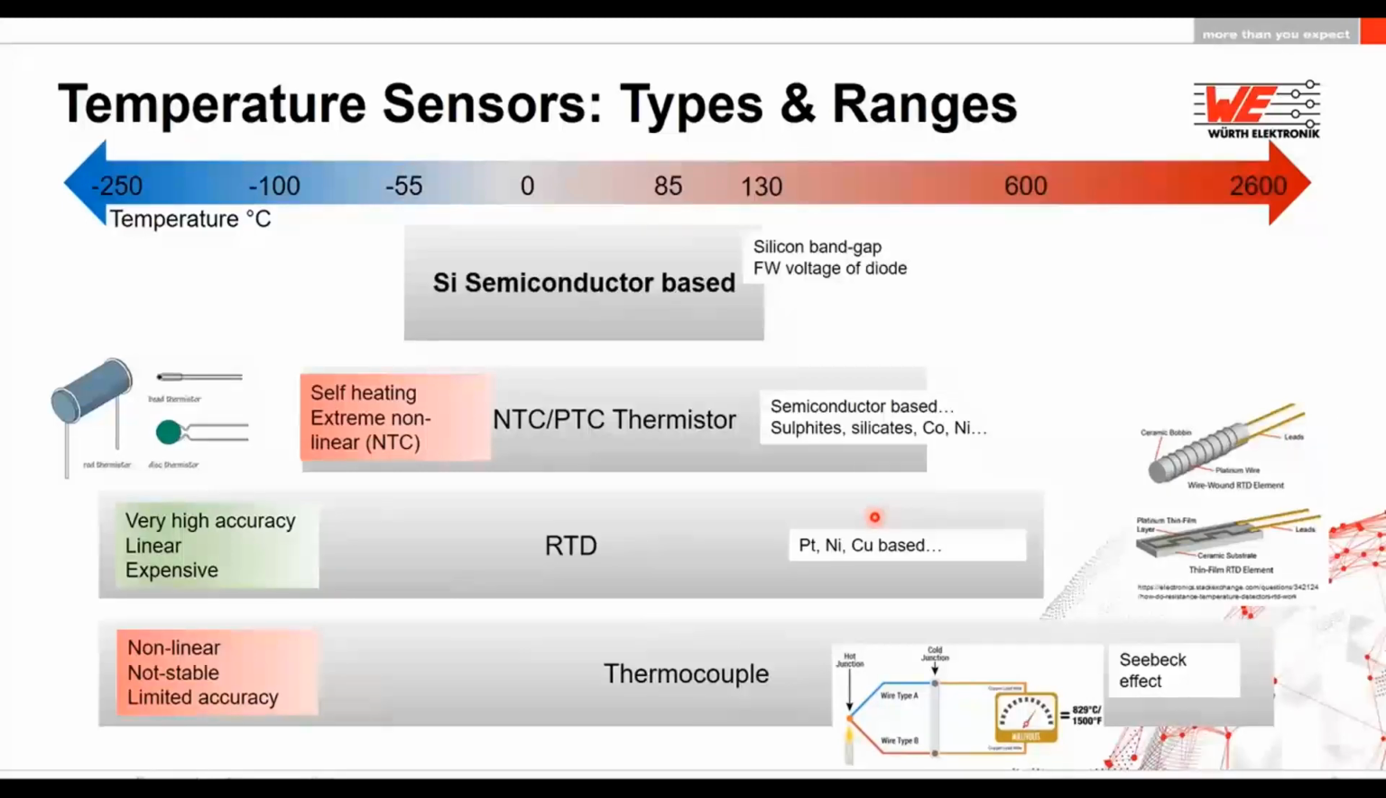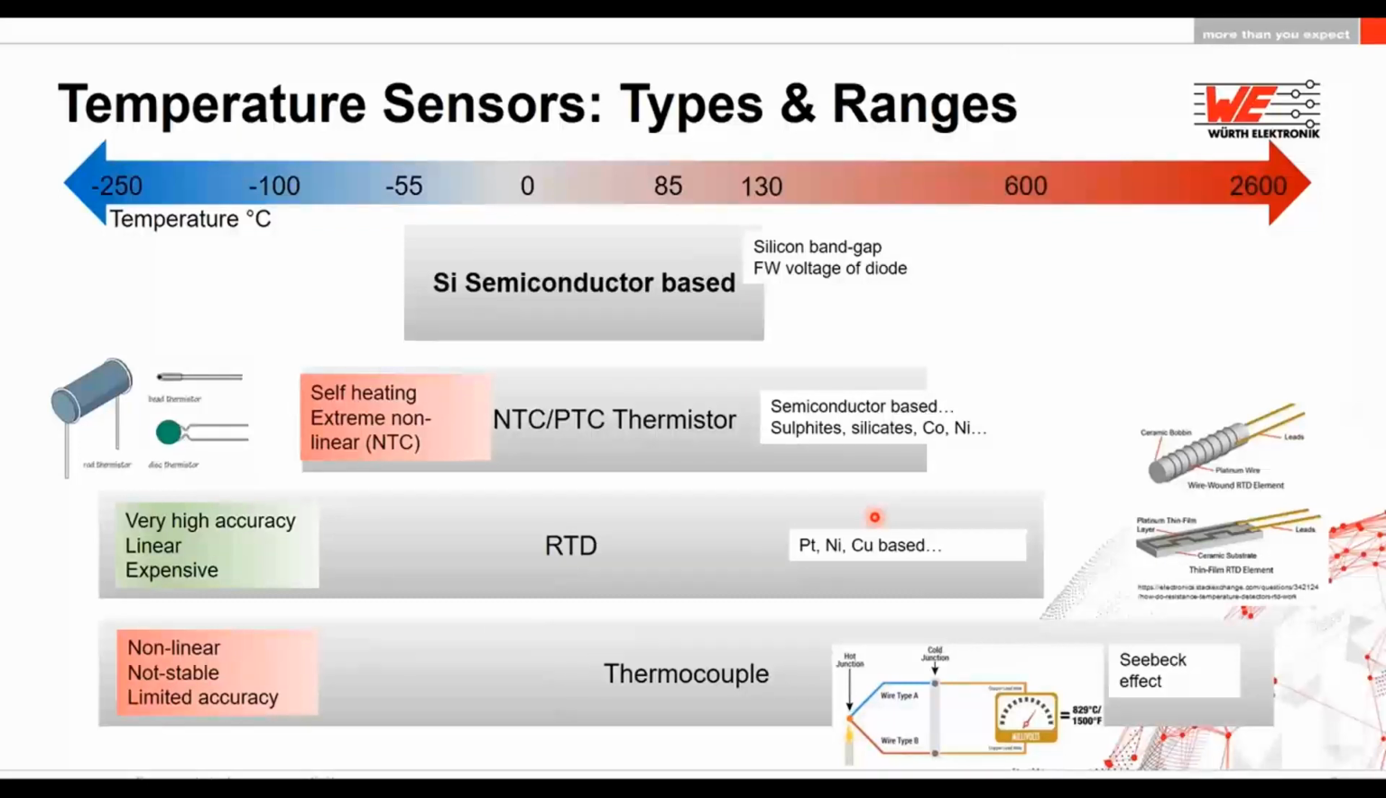Next are the silicon semiconductor-based sensors, which are the topic for today's webinar. They have a measurement range similar to the thermistors, a little bit smaller, from minus 55 to 140 degrees approximately. They basically work on the intrinsic property of the silicon band gap. The forward voltage of a diode is directly linked to the temperature, and this is where the simple property of the semiconductor can be realized as a temperature sensor.